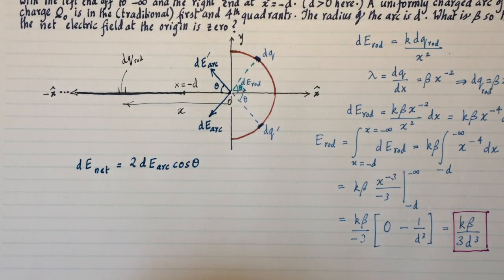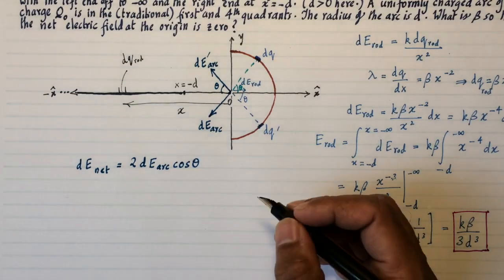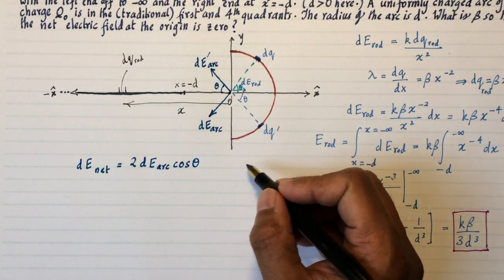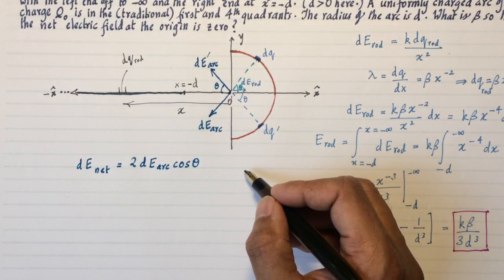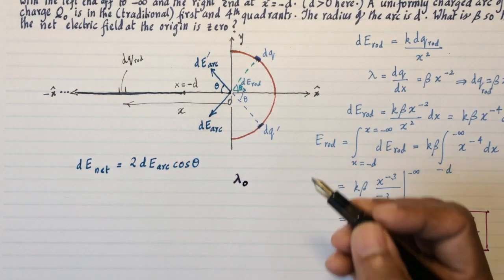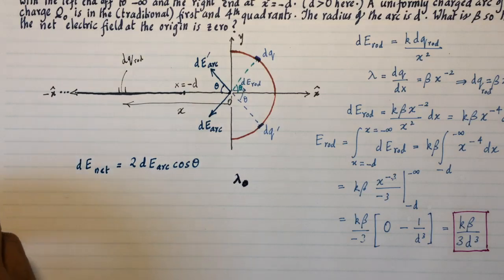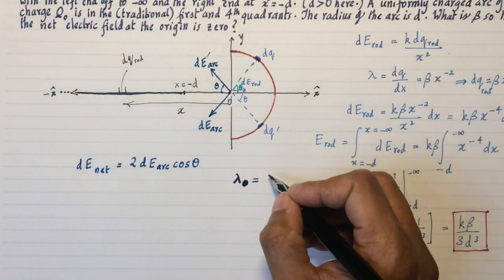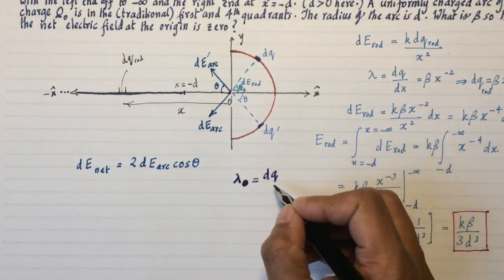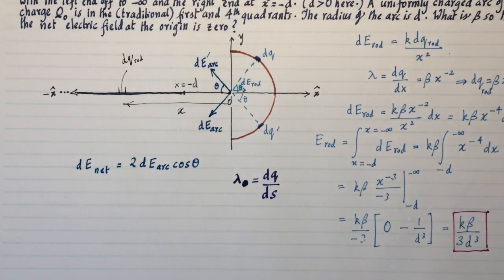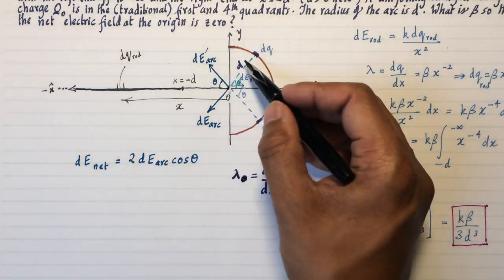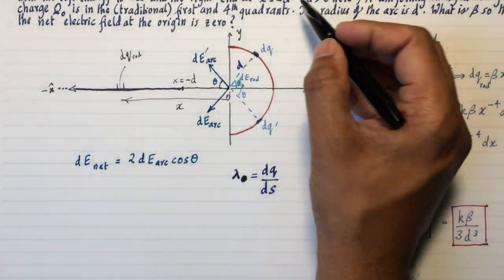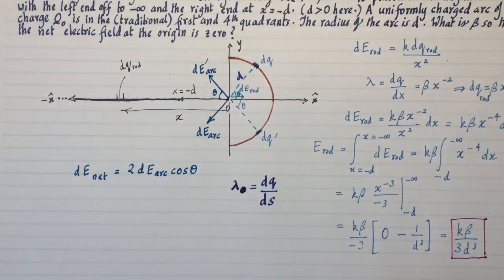Well, dq comes from consideration of linear charge density. So the linear charge density of the arc, I'm going to call lambda naught. So lambda naught is going to be equal to the rate of change of the charge with respect to the arc length, ds. Now this distance is d. I apologize for so many d's in the picture, but that distance is the same d that you have in the problem.